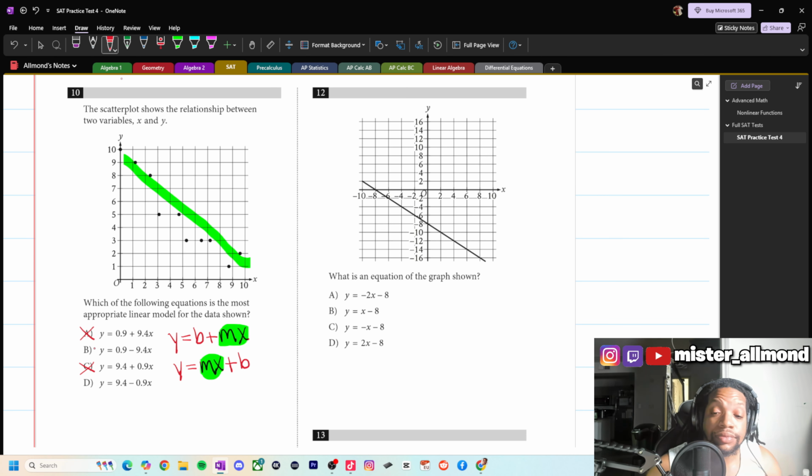Between B and D, you could try to figure out the slopes, but for me it's easier to look at the y-intercept. One of the answer choices says 0.9 and one of them says 9.4. To me, that's a pretty obvious difference. I'm going to go D.